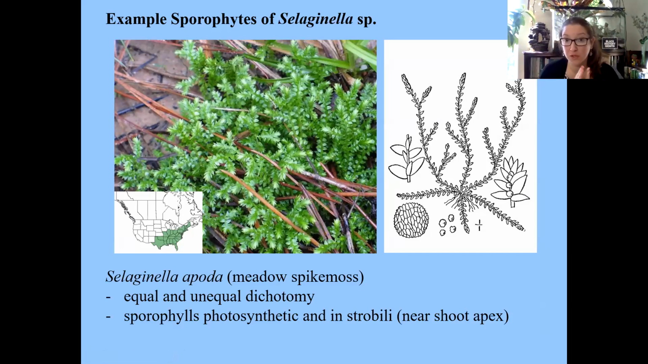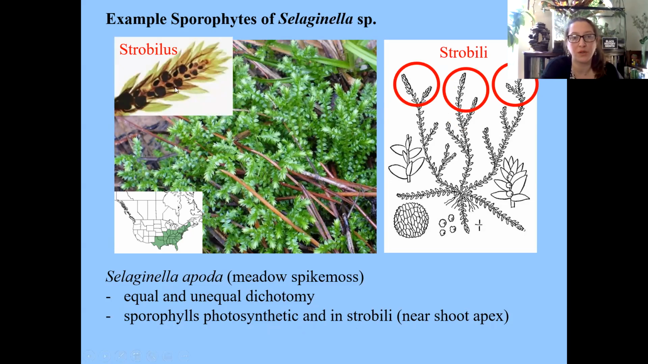So this is talking about those traits again. Notice that this Selaginella has both equal and unequal dichotomy, so it's kind of more advanced. In this species, the sporophylls are photosynthetic, and they're also arranged in a strobilus, but the strobilus is less obvious. So this is a strobilus, here are two strobili. It's not as obvious as it is in the Lycopodium.